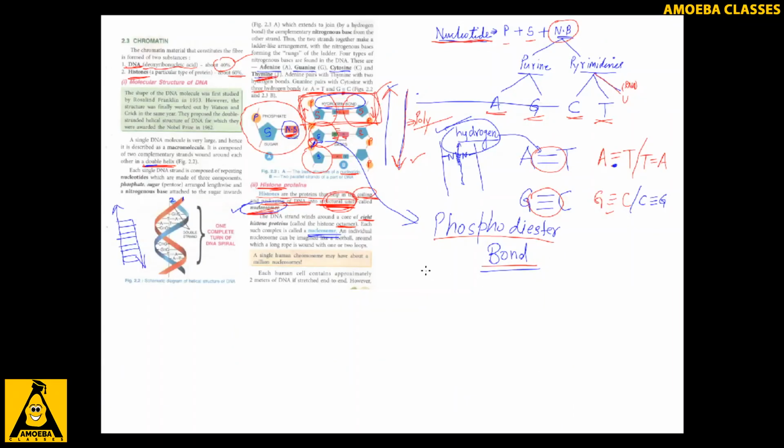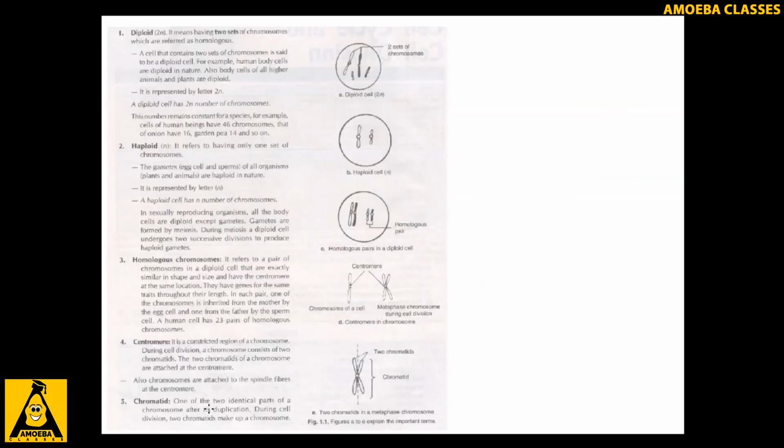I hope you understood till here. The chapter, this video, is still not finished. Another topic is left, so make sure that you hold on. Before understanding the actual cell division, you should know some terms or definitions like diploid and haploid. We have already discussed diploid and haploid, but we will discuss them more. Homologous chromosomes, centromere and chromatid we have already discussed, so we will not discuss them again.